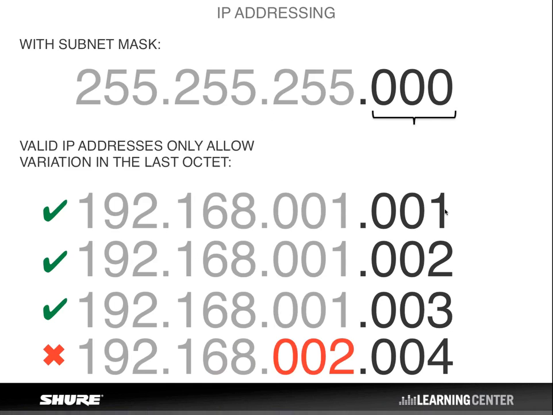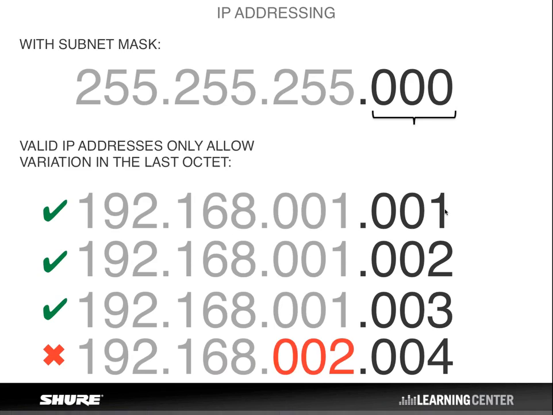So here's an example. We've got a subnet mask where the first 3 octets are 255 and the last octet is 0. And down below, we show IP addresses that could potentially be in that range. The first 3 are valid, because for all of the IP addresses, the first 3 octets are the same, and the last octet, the one corresponding to where 0 is represented in the subnet mask, is different. They have to be different so that they can uniquely identify one another.